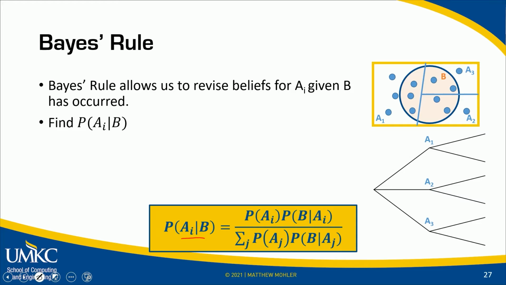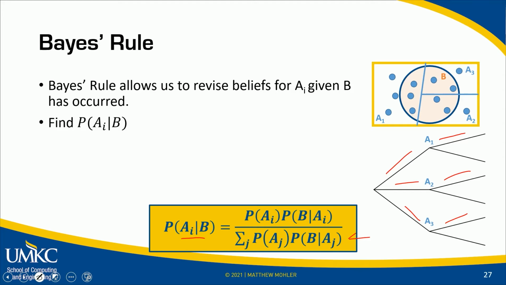But the probability here is just the probability that A sub i occurs and that B, conditioned on A sub i, occurs. Again, that's just the probability of traversing a single path divided by the probability of all of the paths where B occurred, which we derived in our previous lecture as the total probability theorem.